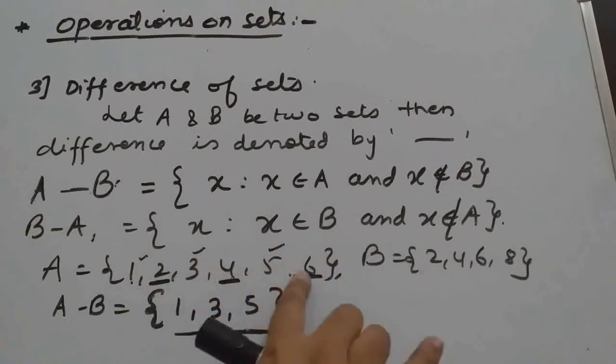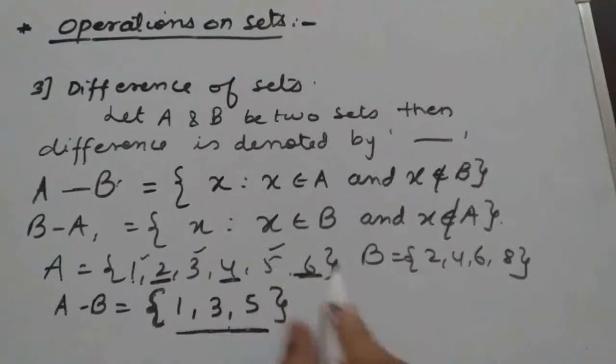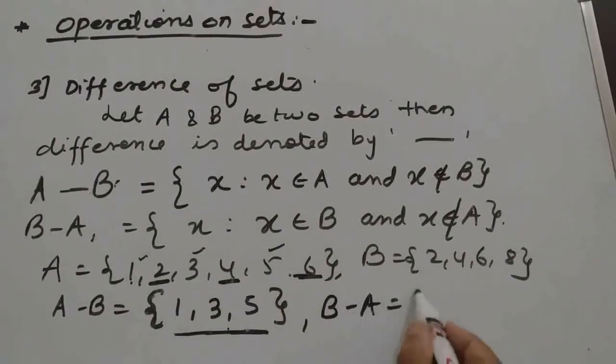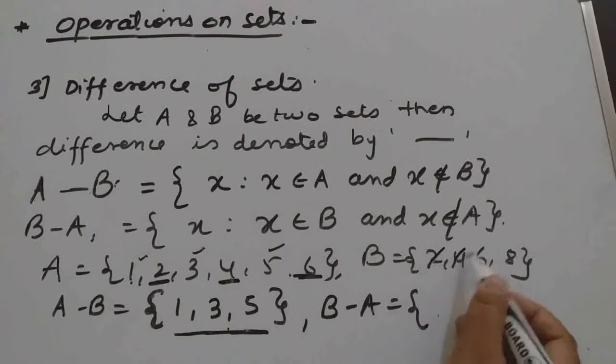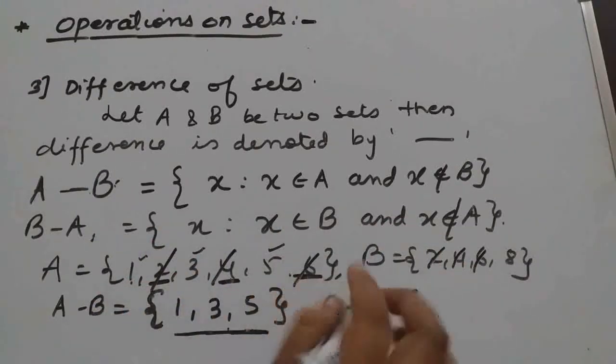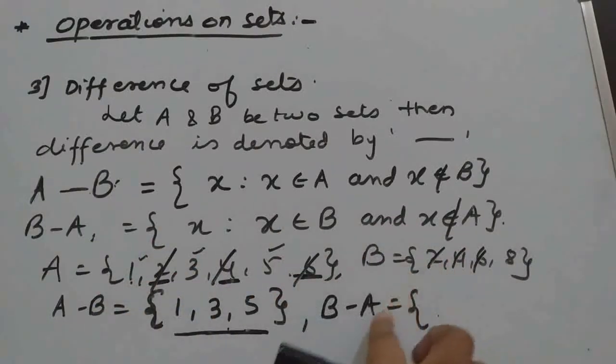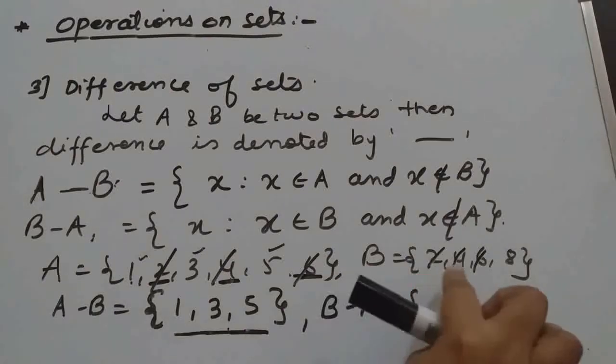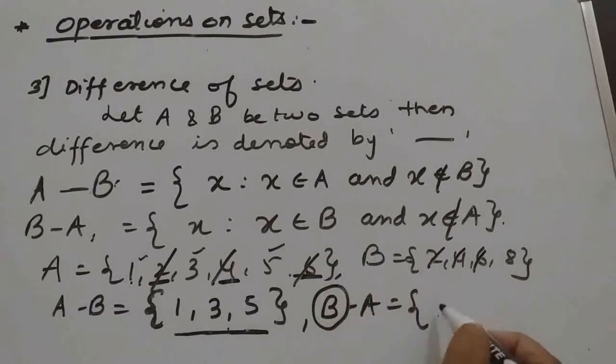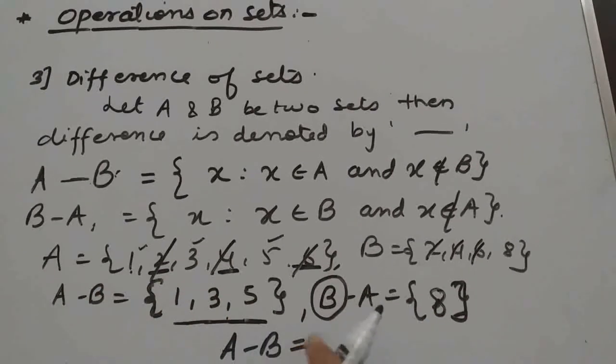So all the common elements you should cancel. Suppose B minus A you want to find, so we cancelled 2, 4, 6 which are common in both A and B. Now which element should you write in B minus A? The remaining element in the first set, B set. So B minus A is 8. So here you can check, B minus A and A minus B are not equal. That means difference is not commutative, isn't it? They are not equal. So both will give different values.